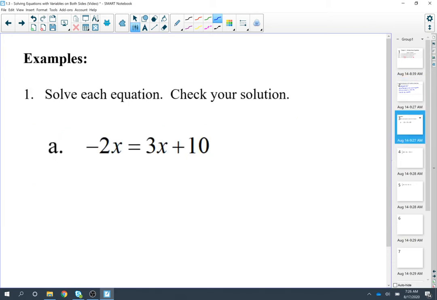So example number 1, solve each equation, check your solution. I'm looking at the left, there's nothing to simplify over here. I'm looking at the right, there's nothing to simplify over here. This has an x, that's just a constant. I can't really put them together. Now, I want all of my variables on one side, all of my numbers on the other. So I already have a variable over here, and I already have a number over here. So really all I have to do is take this variable and move it over to the left with the other one. So this is a positive 3x.